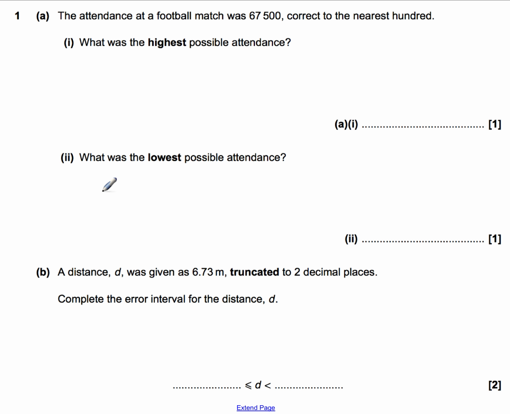Okay, so the first question, we've been asked to work out the highest possible value if attendance at a football match was 67,500 to the nearest 100. As the question is asking to the nearest 100, what we would do is take 100, divide by 2, that will give us 50. So this is a bounds question. What you would do is minus 50 and also plus 50.